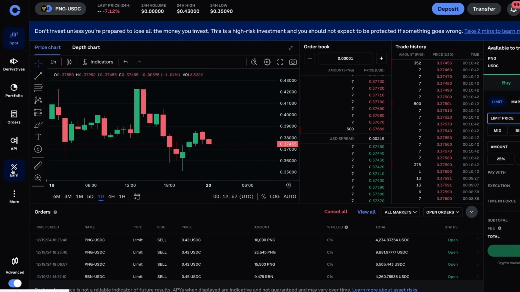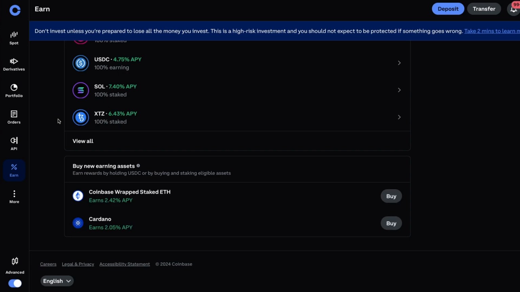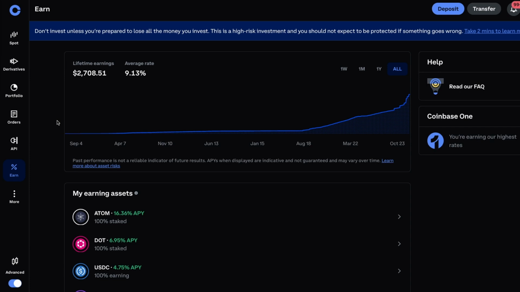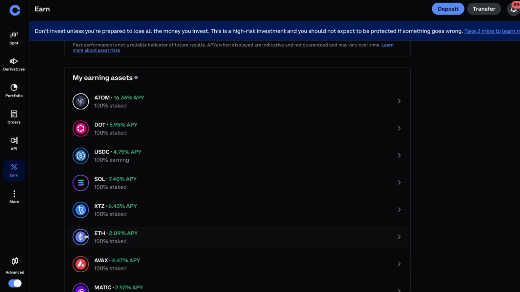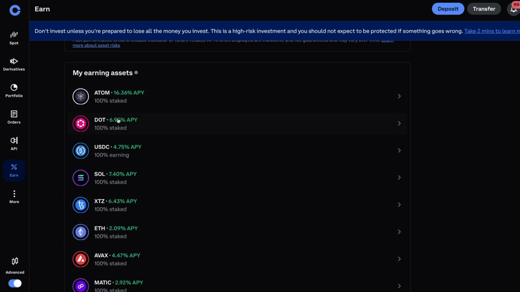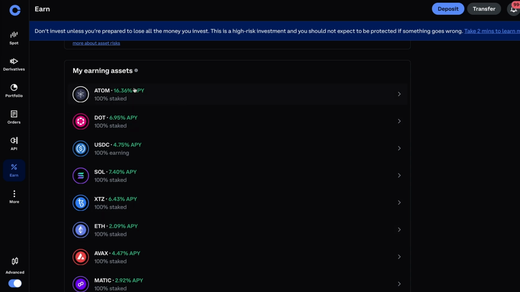If I go on the earn tab here, this is a one-stop shop for everything to do with staking, which I recommend you bookmark and check if you are actually staking coins. It does have some general overall stats here, and then it shows you all the coins that you have invested in. So this is every coin you have at least 1 cent in and the current amount of annual interest.